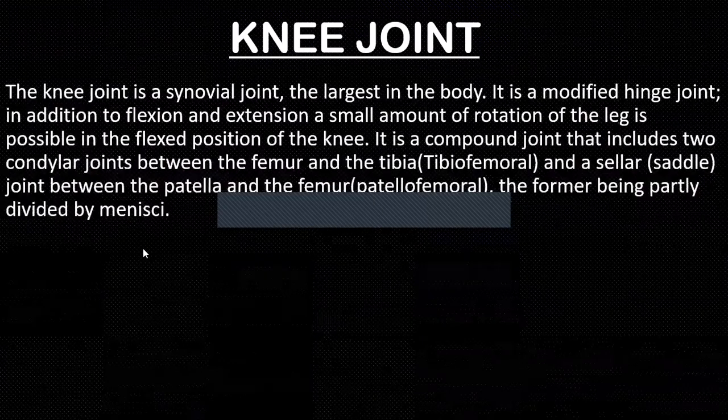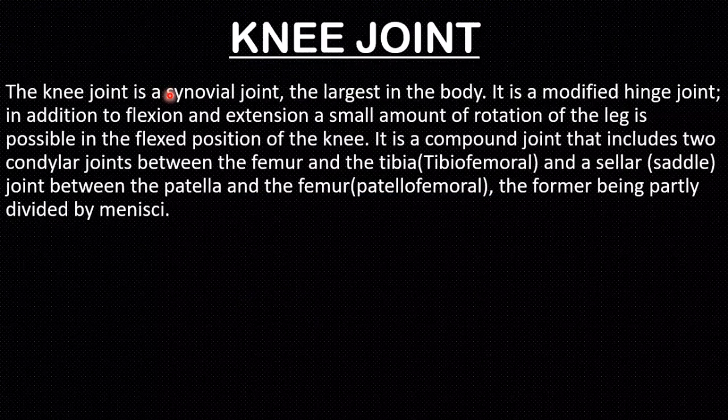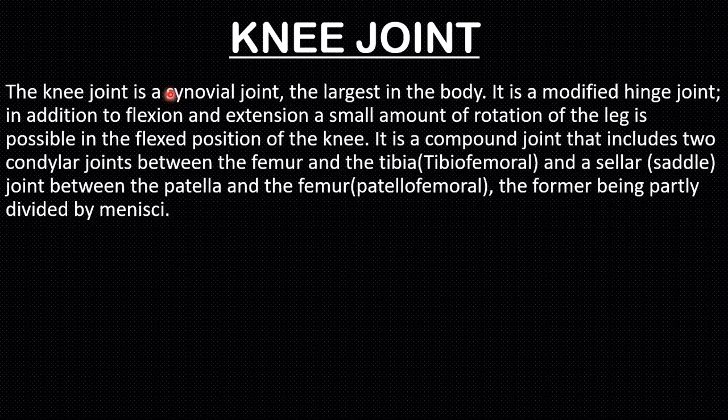Let's start. Knee joint. It is a synovial joint, being the largest one in the body, and it is a modified hinge joint. Why modified? Because a hinge joint, remember, allows extension and flexion, but this one can allow some degree of rotation. So it is a modified hinge joint. It is also a compound joint in that it is composed of three joints. We have the lateral tibiofemoral joint, medial tibiofemoral joint, and the patellofemoral joint. Those three joints form the knee joint.